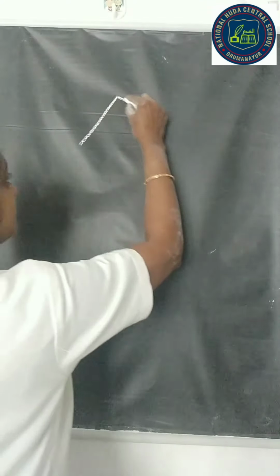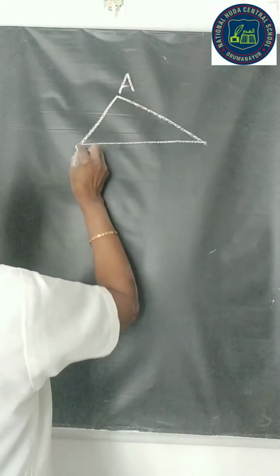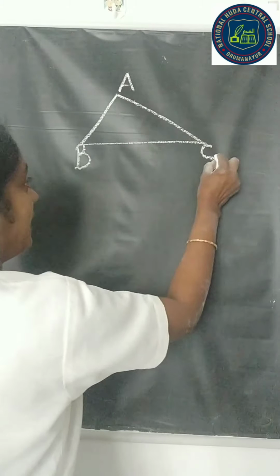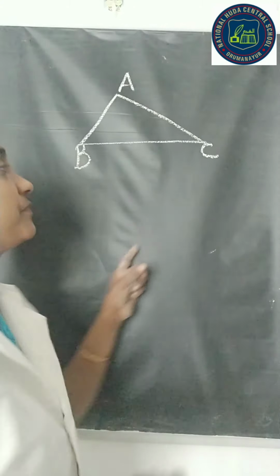Let's study properties of triangles. First one, median of a triangle. There is a triangle ABC. Here is a triangle ABC.